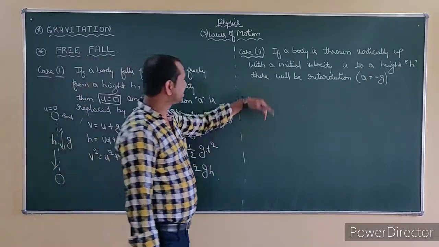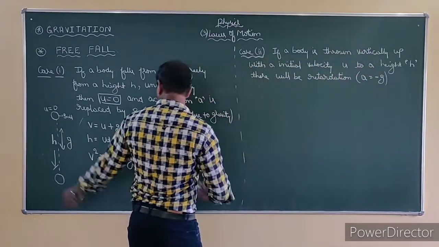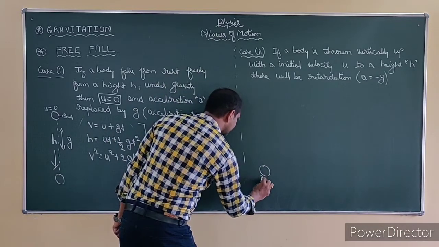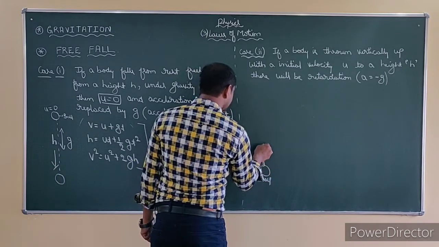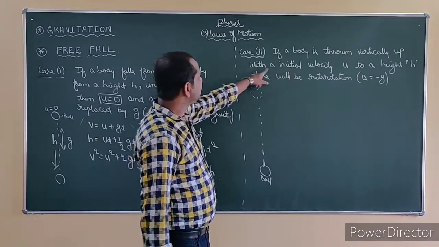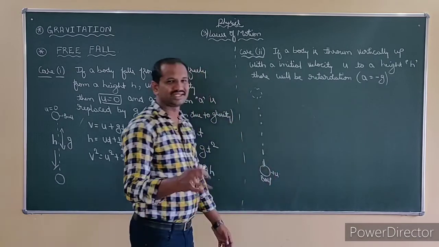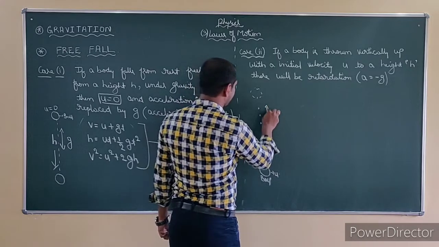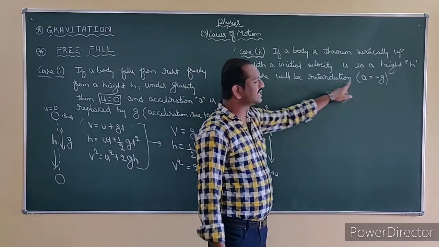Now we will see case 2. If a body is thrown vertically up, it is just the opposite situation to this. Think about it, before it was falling. Consider a ball which is being thrown up. Consider it reaches, with the initial velocity u, some value because I am not giving it, to a height h, the distance is equal to h, and there will be retardation.